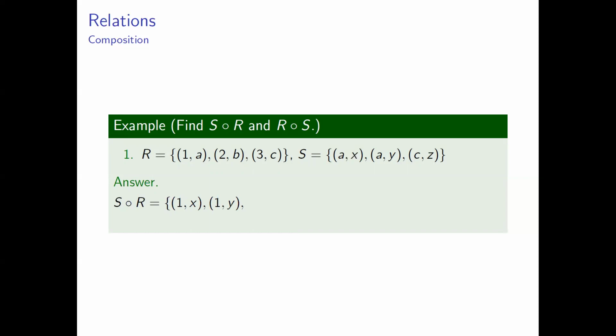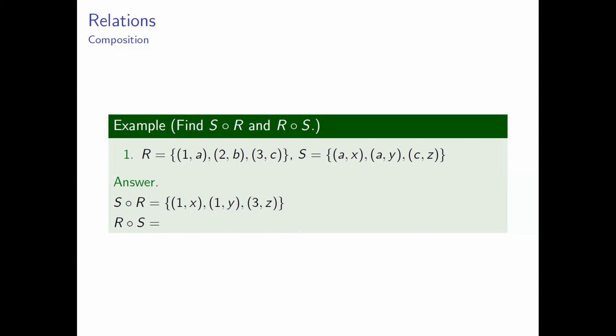3 is related to C under R, and C is related to Z under S. Hence, the ordered pair 3Z is an element of SR. Therefore, SR is the relation consisting of the ordered pairs 1X, 1Y, and 3Z.